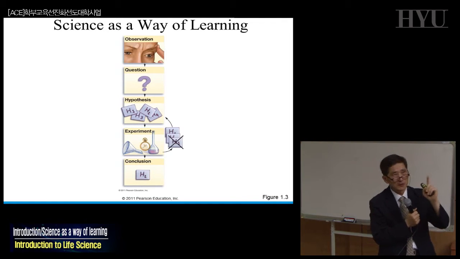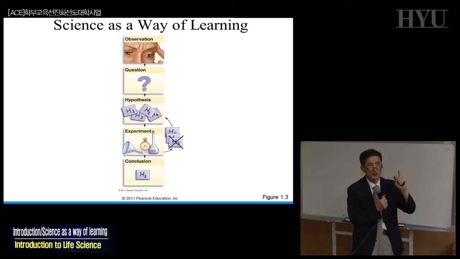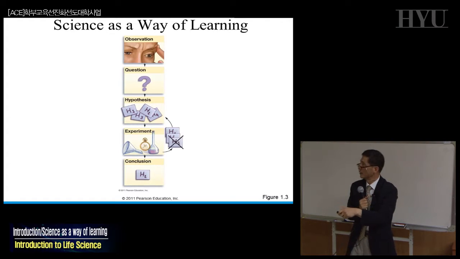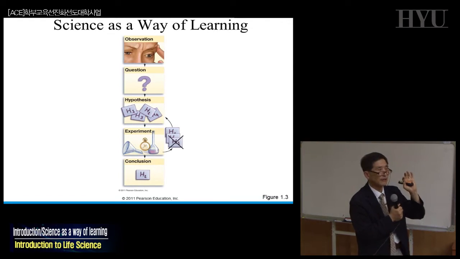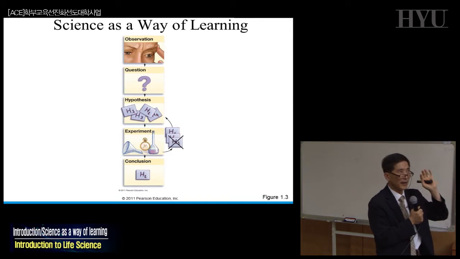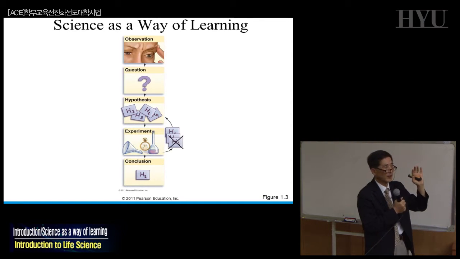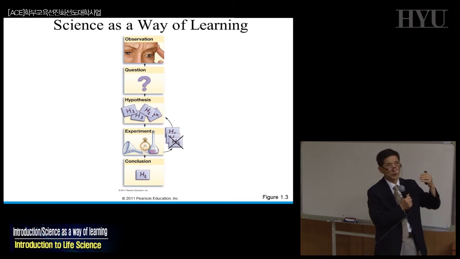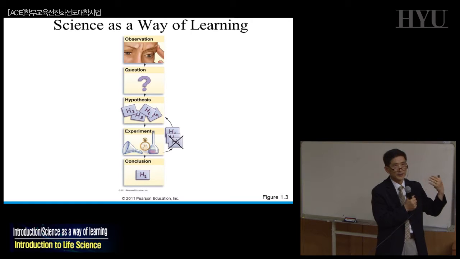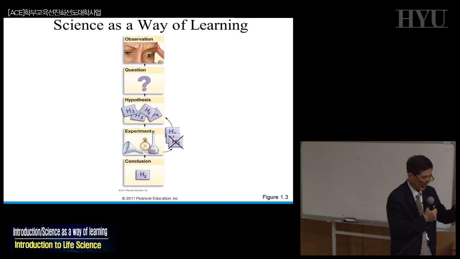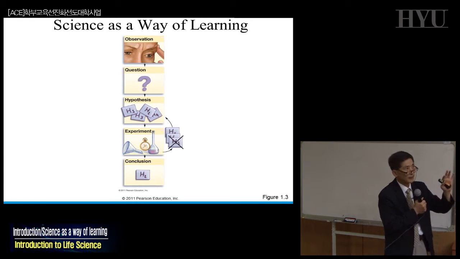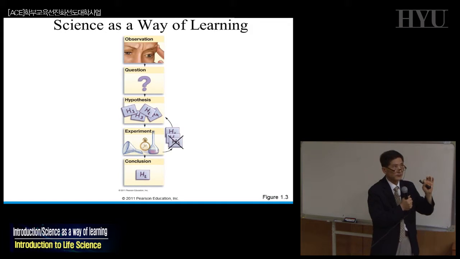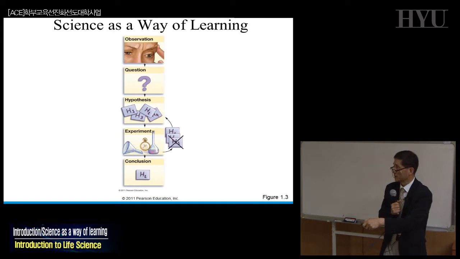Anyway, so the starting point of science is always observation. And then you have to have a question. Why does this thing happen? And then you come up with a hypothesis. You want to explain it some way. You can have many different hypotheses. Among those, some of them you can test by experiments. You can test a hypothesis.